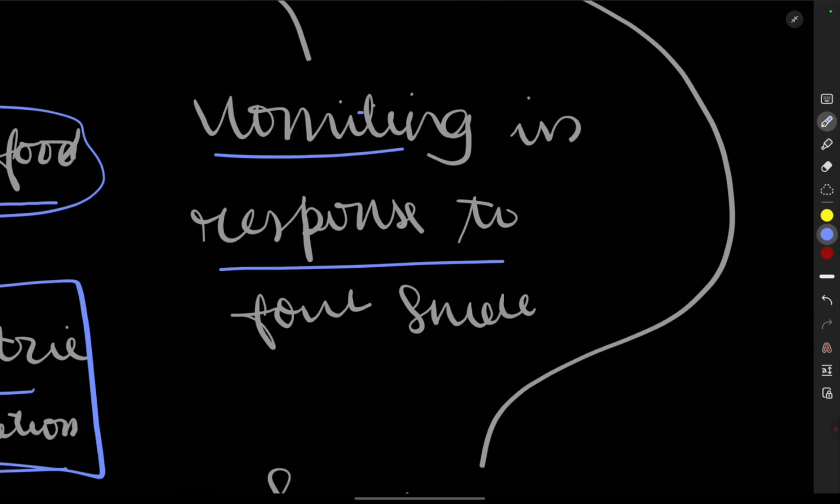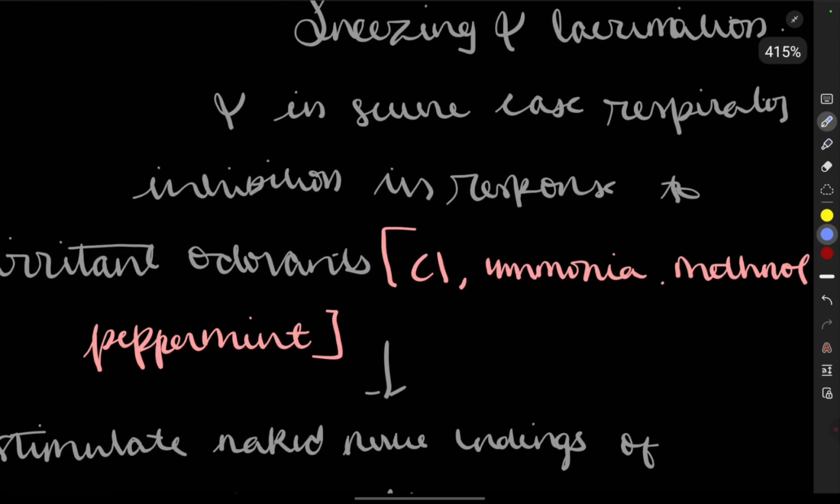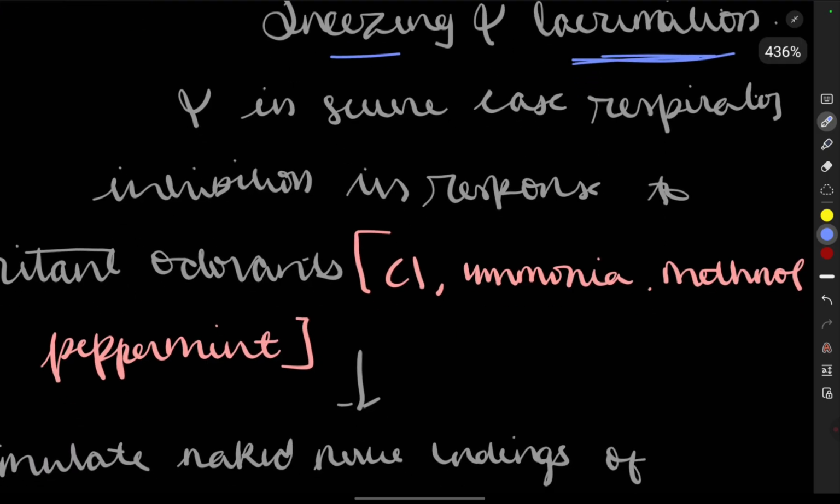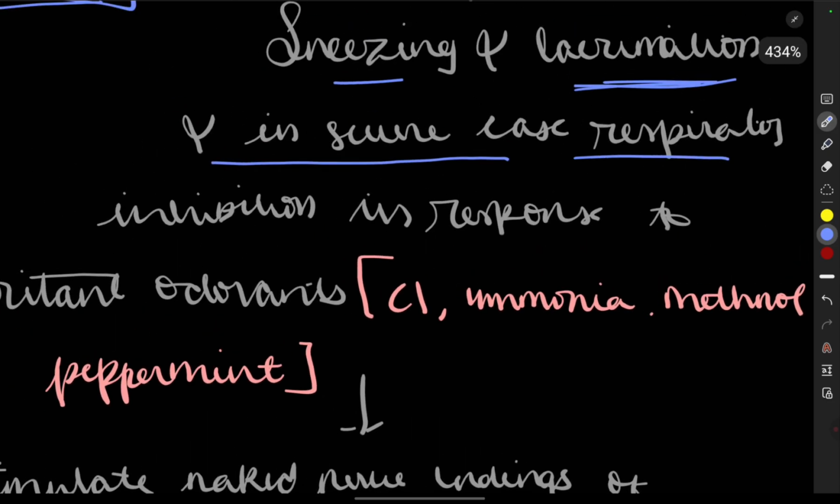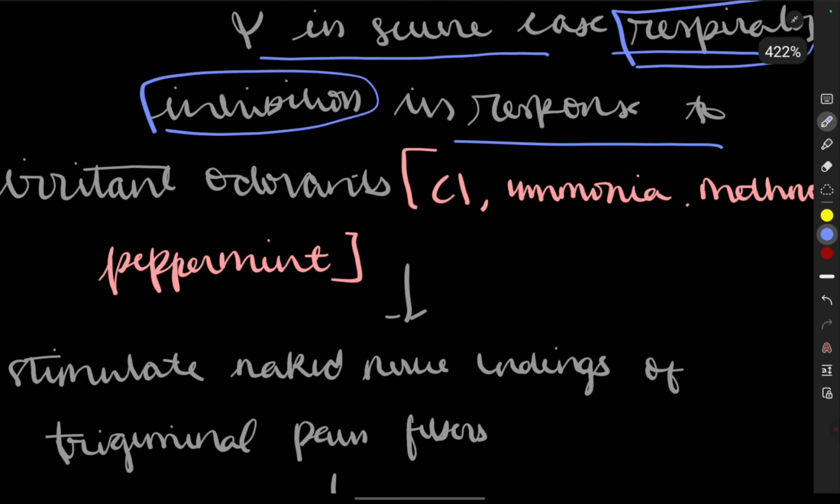And vomiting in response to a foul smell. The smell is very dirty, very unpleasant, and very strong, so you can't even bear it, and that leads to vomiting. That is also a reflex response. Now sneezing and lacrimation. Sneezing irritates the cilia present in the nasal epithelium, and lacrimation is the falling of tears, and in severe cases respiratory inhibition, because it is a protective mechanism of our body in response to irritant odorants.